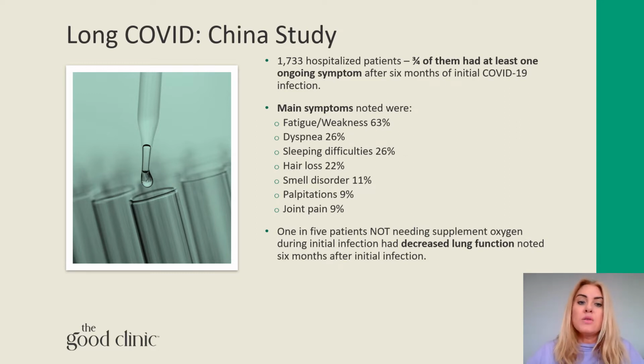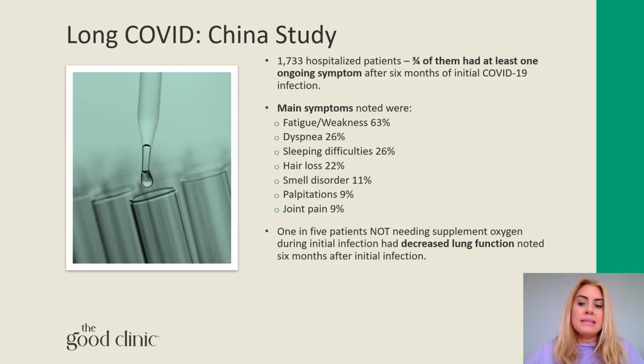They have dyspnea, 26%. That's also called shortness of breath. They reported sleeping difficulties, 26%. 22% of them reported hair loss, and that could be from a specific area and or generalized hair loss throughout the whole body. Smell disorder, 11%. Palpitations, 9%, and palpitations could mean like an irregular heartbeat, a rapid heartbeat, a skipped beat. That falls in the realm of what palpitations could be noted by patients.